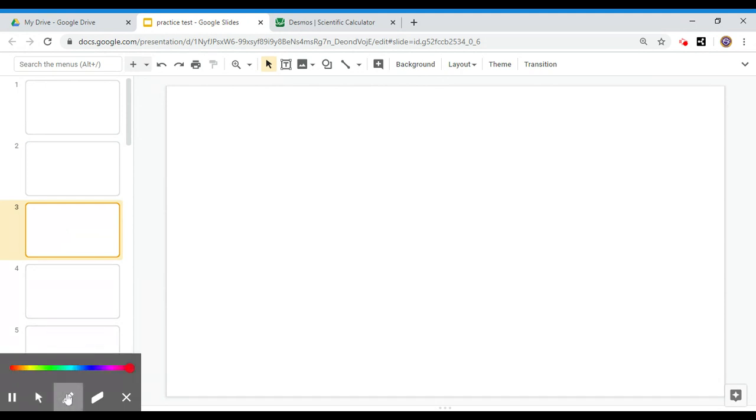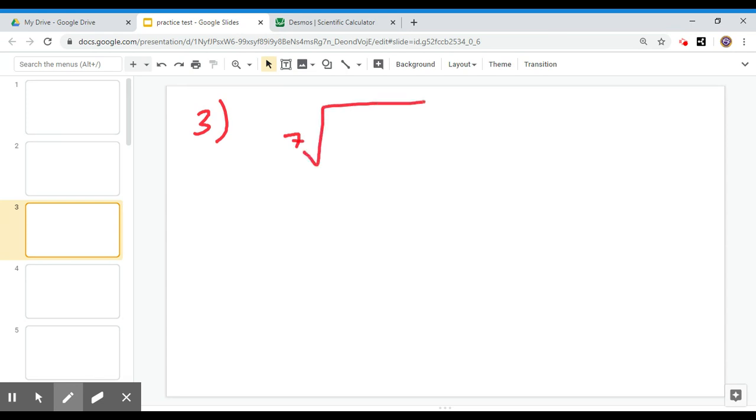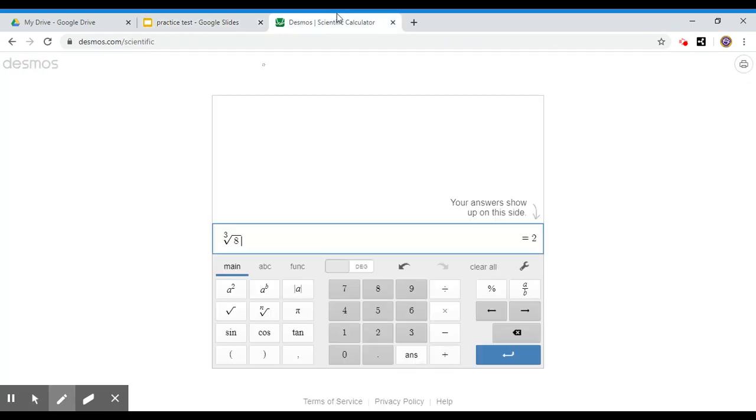Next one, number 3, we had to evaluate using a calculator. So 7th root of 4,983. So here we go. Let's clear that. So we've got the 7th root of 4,983, and that is 3.375.